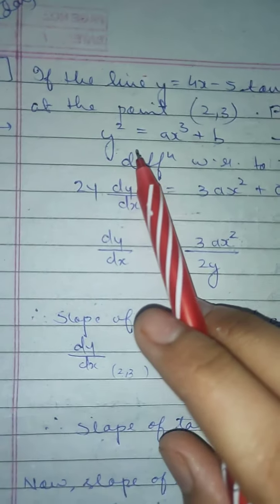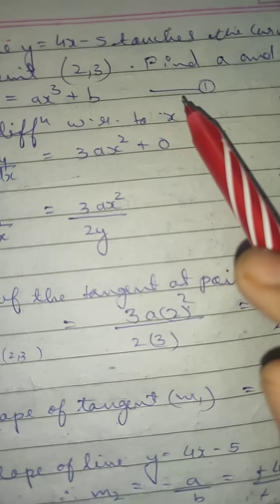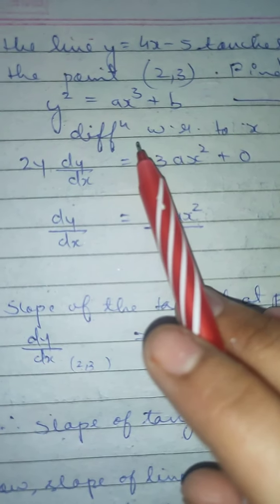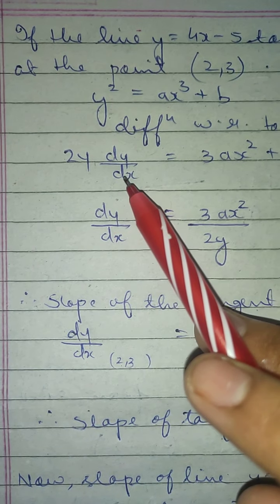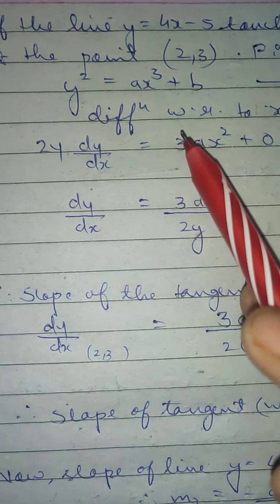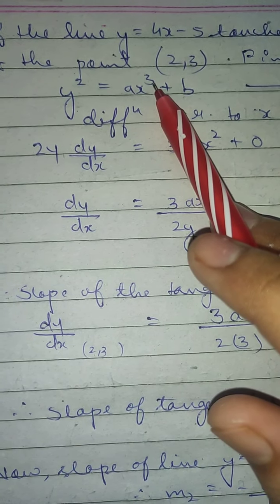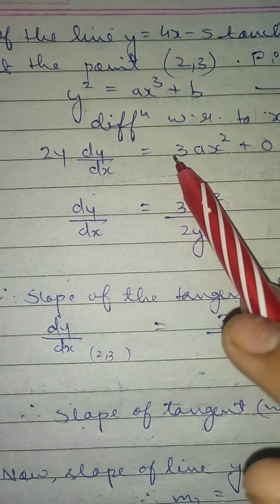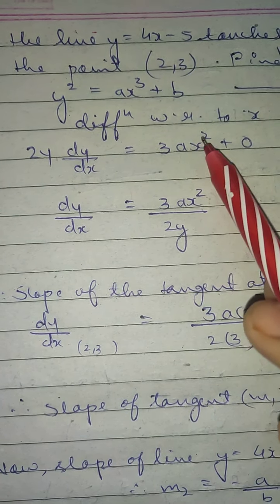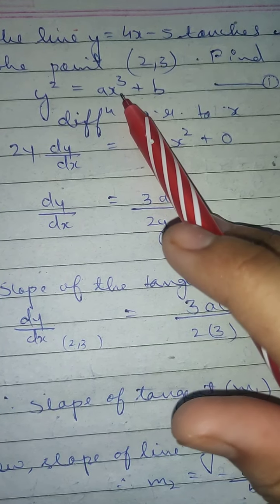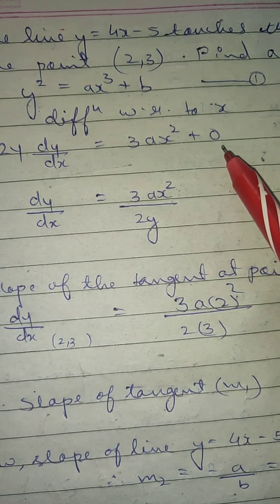So this is our given curve, y² = ax³ + b. This is equation number 1. Now we'll differentiate with respect to x. The derivative of y² will be 2y times dy by dx. Now a is a constant as it is. For x³, x to the power n, n comes to the front, so 3 comes front and 3 minus 1 is 2, giving 3x². That is the derivative of x³, a stays as it is, and b is a constant, so its derivative is 0.